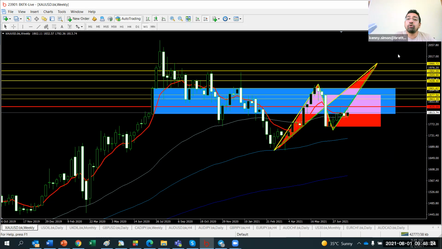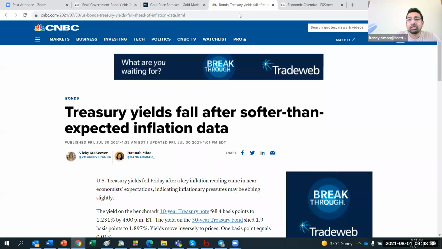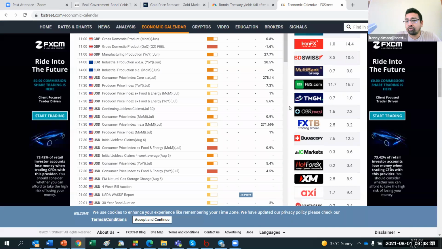So what determines the solidity or the clarity of the trend will be the fundamental side of it in the US. Hence the reason it is important for us to watch what is going on and what kind of data would be released as of tomorrow onwards for the US.